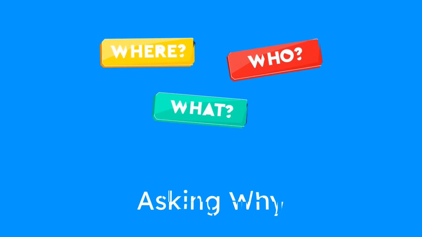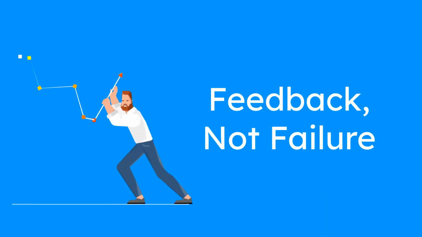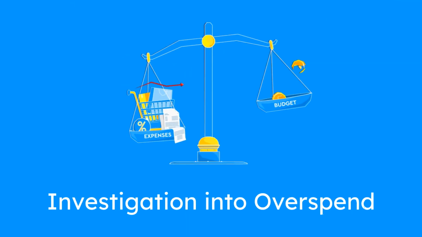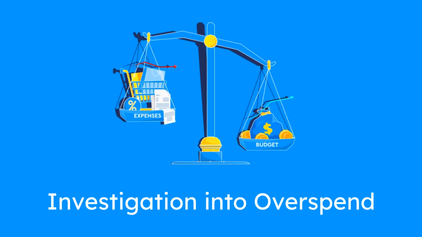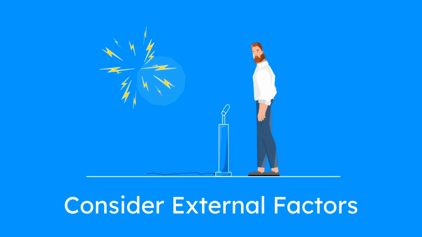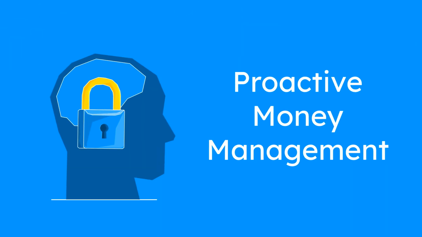But the goal isn't just labeling, it's asking why they happened. An unfavorable variance isn't a failure, it's feedback. That 15% overspend on groceries prompts a question. Was it a one-time event like a party? Or are my estimates unrealistic due to inflation? Answering that is how you make smart adjustments and move from reacting to your money to proactively managing it.